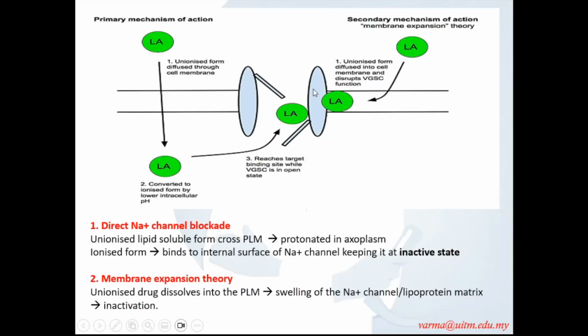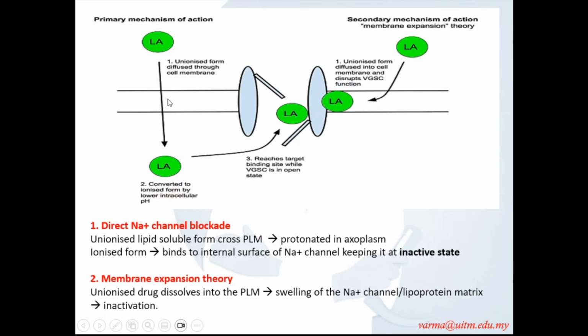Okay, so the mechanism of action. Now we come to the LA's mechanism of action. LA mechanism of action has two theories. The first theory is the one that I mentioned, the sodium channel blockade. The second one is the membrane expansion theory. For the first theory, in the exam, what you have to answer is, you have to mention this keyword: the unionized lipid soluble form of LA will cross the phospholipid membrane.